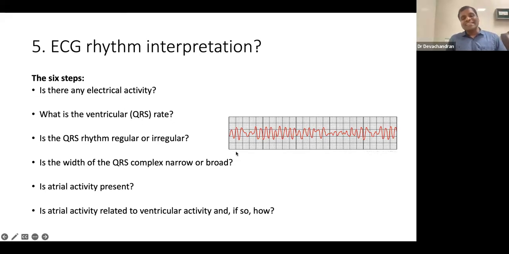Okay. So you can see some electrical activity, but you cannot answer any of the other questions. All chaotic. It's chaotic. So it is ventricular fibrillation. If you see chaotic waves, it's fibrillation. If you see QRS with chaotic waves, it's atrial fibrillation. If you see just chaotic waves, it's ventricular fibrillation.